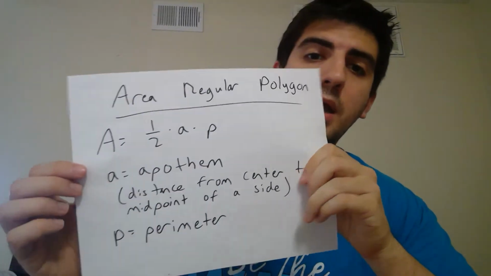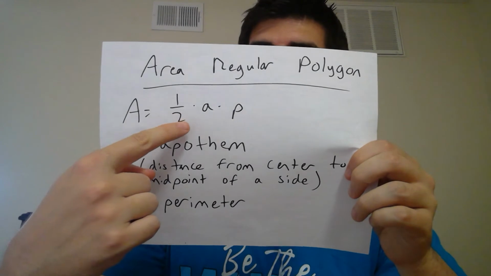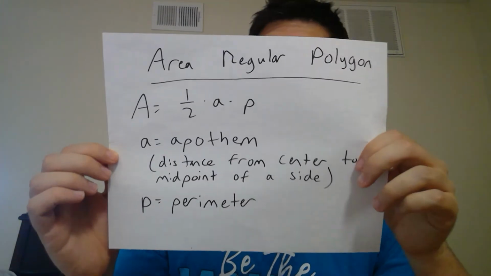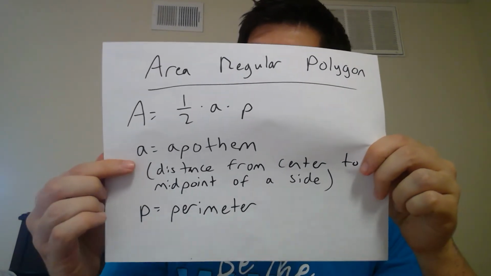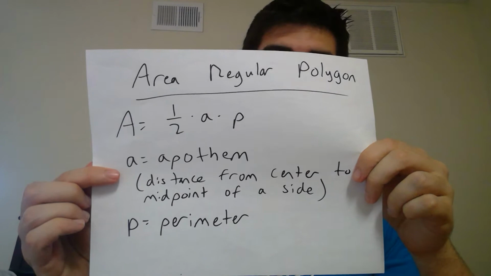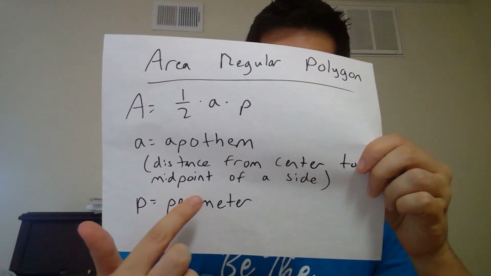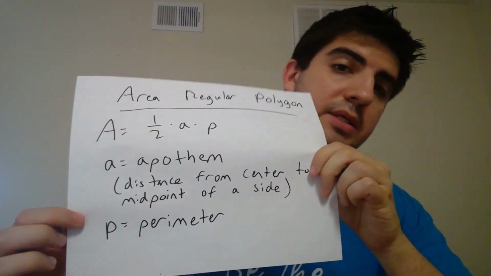Please, if you have something to write, you should have some kind of pencil to write this down. I would write down this one formula. The area of a regular polygon is A = 1/2 a times P. That little a stands for the apothem, which is the distance from the center to the midpoint of a side. And P stands for perimeter.